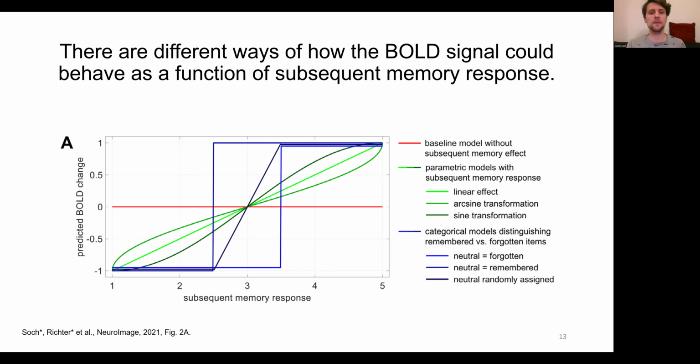The blue lines correspond to categorical memory models, that is assuming categorically different activity levels, depending on whether an item is considered remembered or forgotten. And finally, the green lines correspond to parametric memory models, which assume that the measured BOLD signal scales parametrically with the later given subsequent memory response.